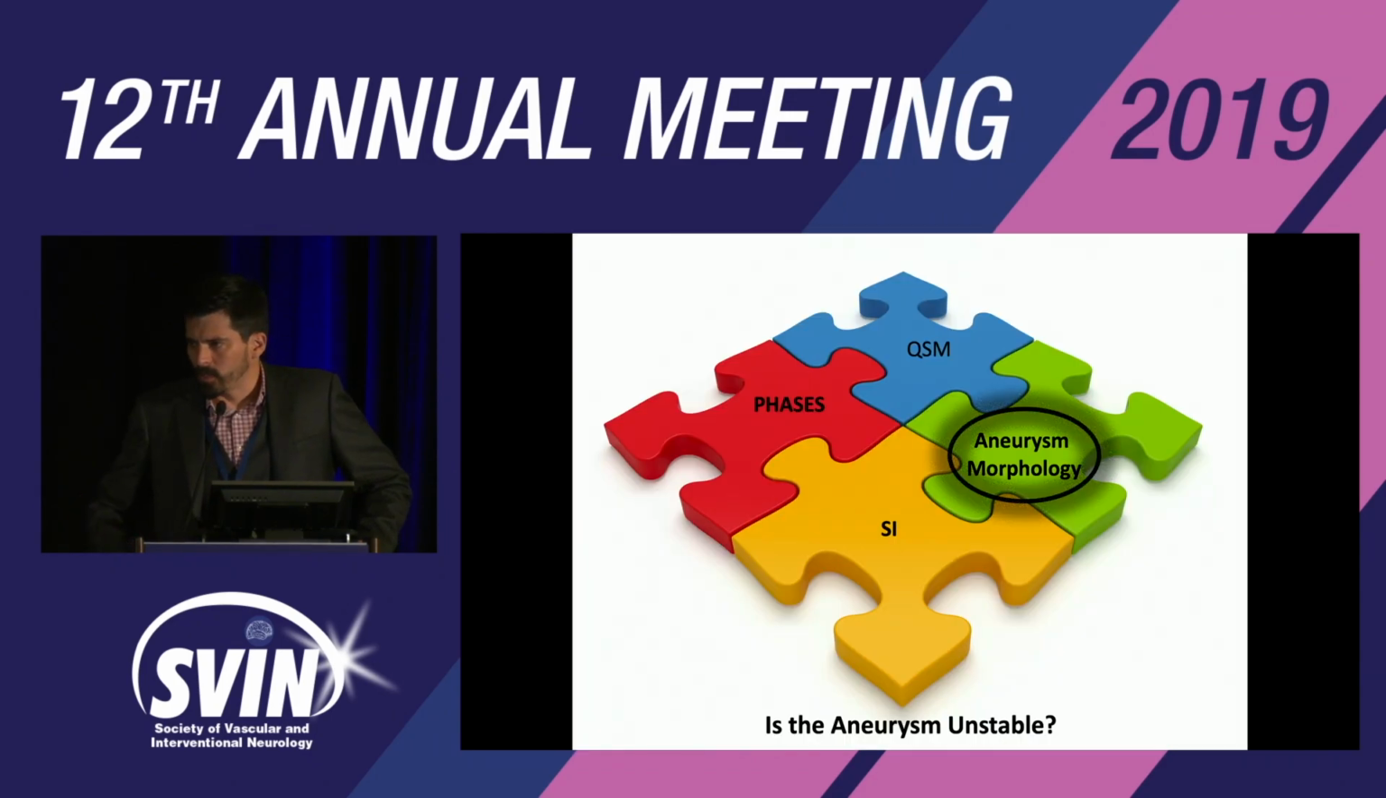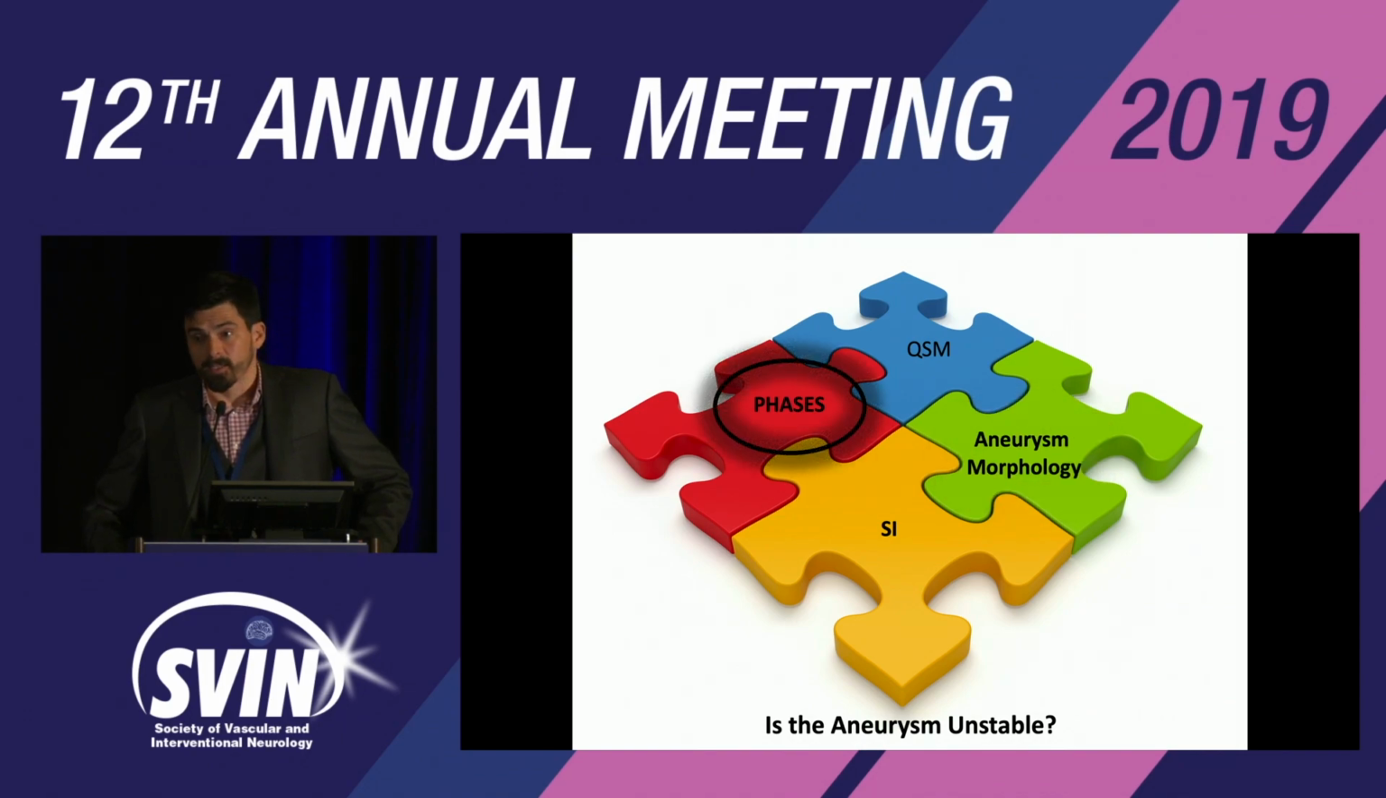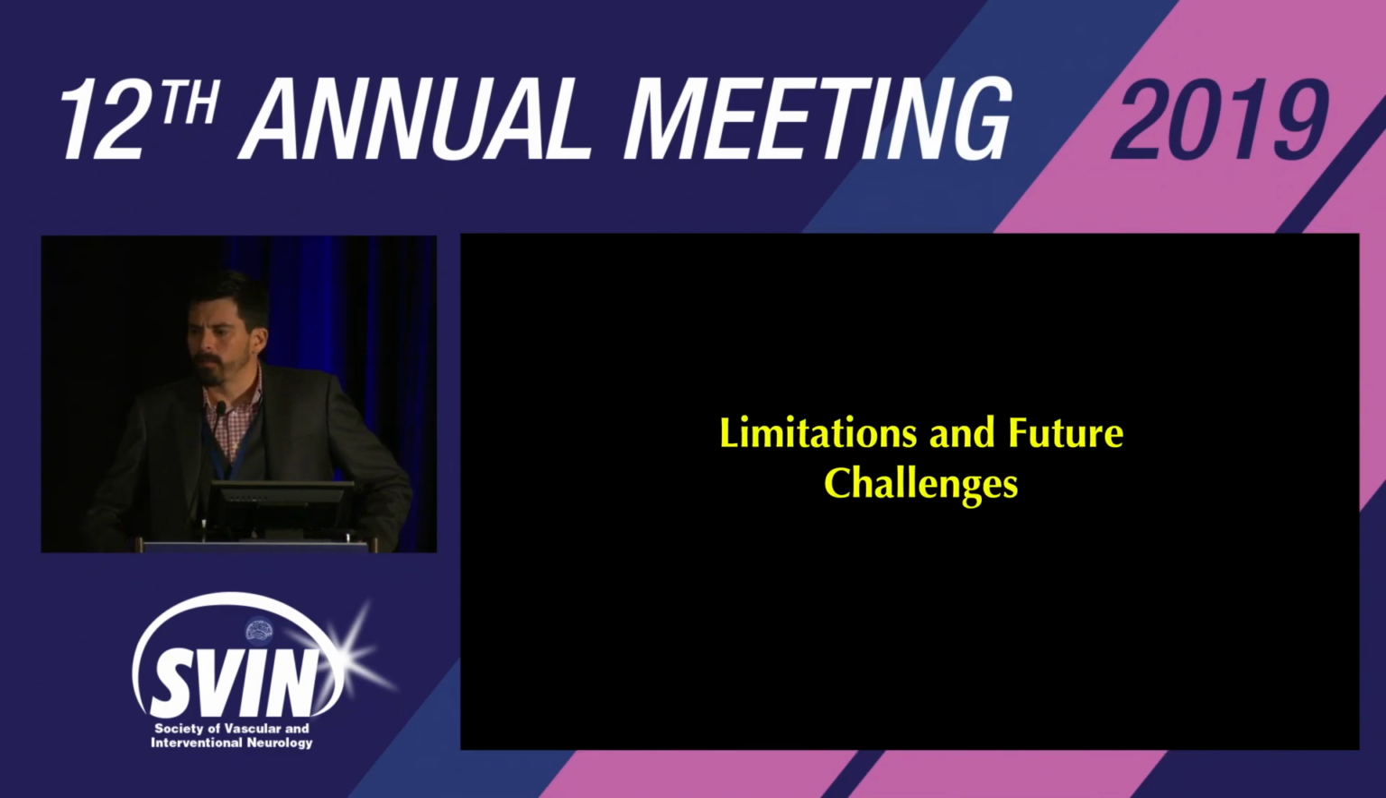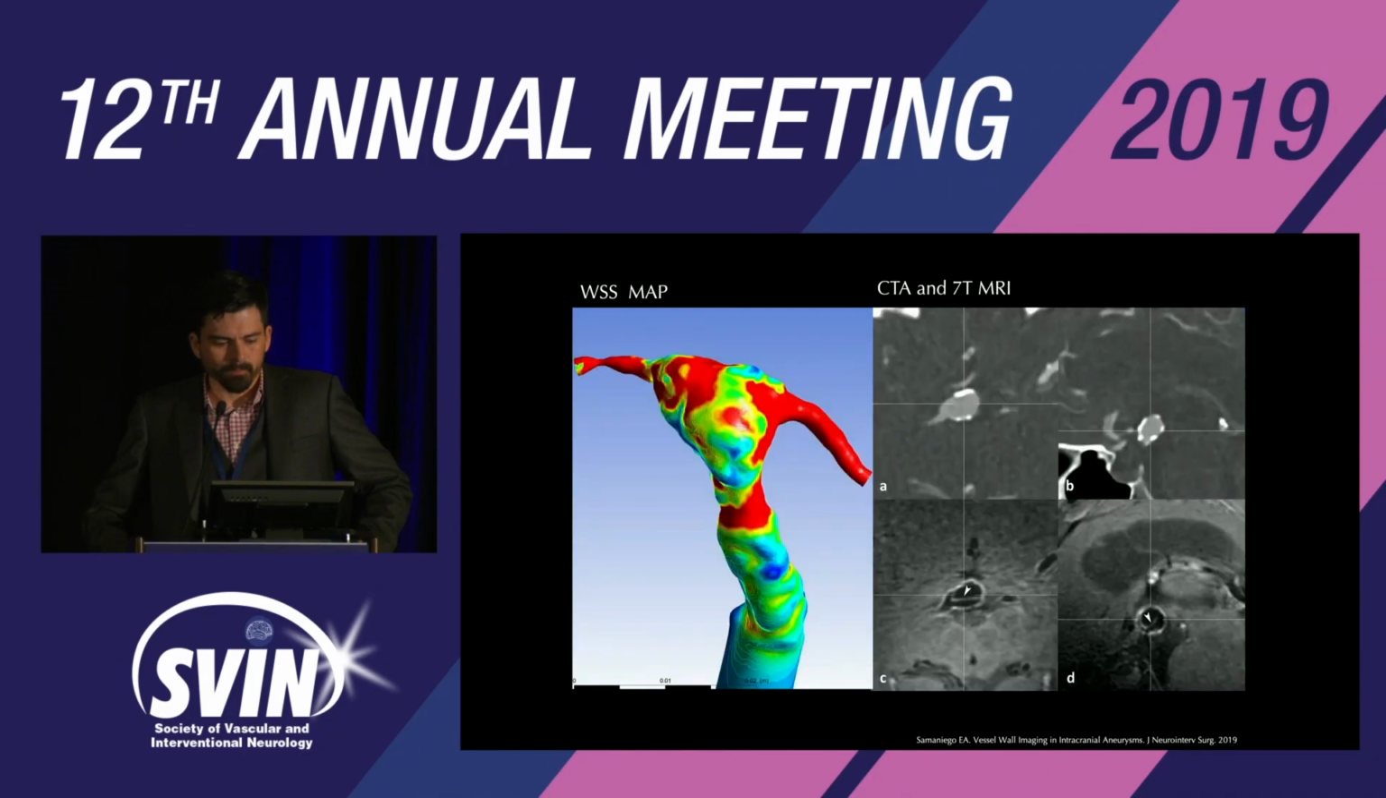Aneurysm morphology, I'm not going to talk much about it, because we know about aneurysm morphology, like the presence of blebs or irregularities. And PHASES, a lot of times there's a lot of data about PHASES, a lot of clinical scales. Nobody really uses PHASES, and the reason for that is because PHASES didn't take into account the presence of smoking or the morphological aspects of the aneurysm. So definitely there is a lot of land for research.